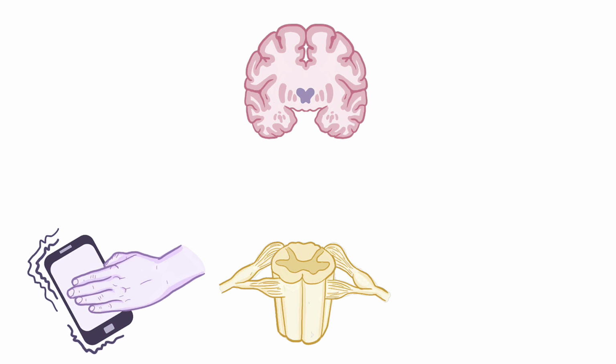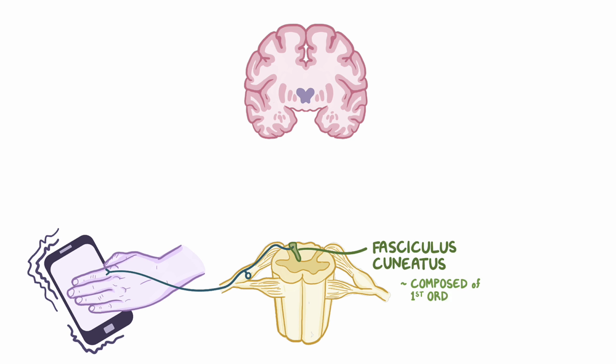Similarly, if you suddenly grab a vibrating cell phone, the sensation of vibration is carried from the nerves in the skin of your palm, via the fasciculus cuneatus, which is a collection of nerves all composed of first-order neurons. The fasciculus cuneatus is contained within the dorsal white column, located posteriorly in the white matter of the spinal cord.